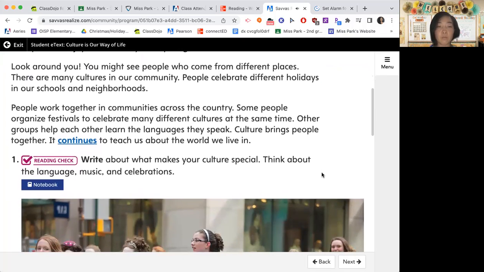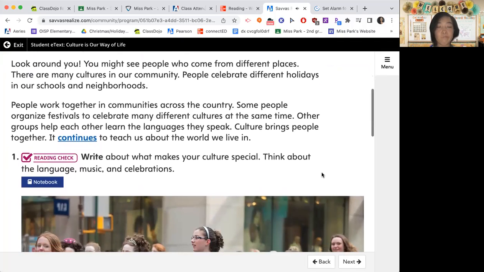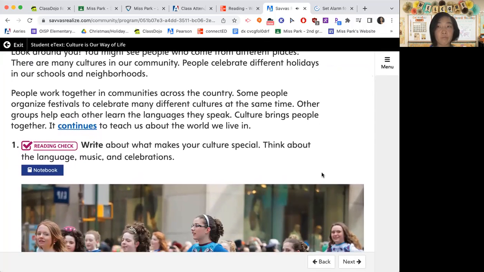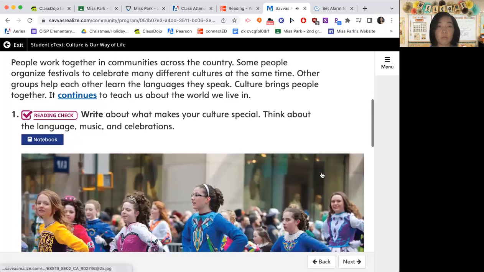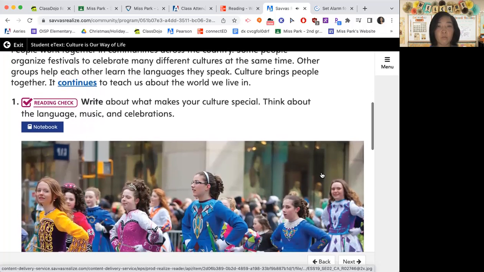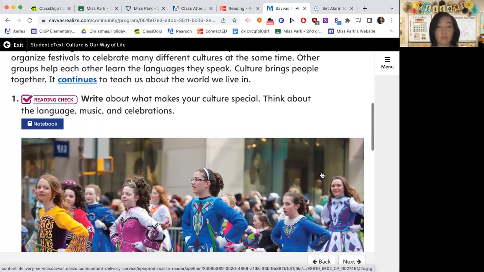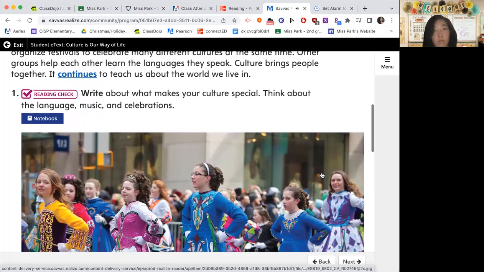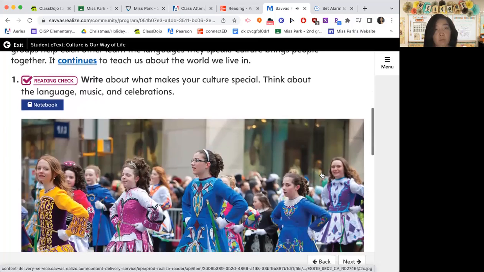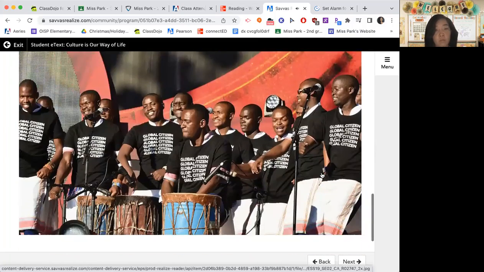Look around you. You might see people who come from different places. There are many cultures in our community. People celebrate different holidays in our schools and neighborhoods. People work together in communities across the country. Some people organize festivals to celebrate many different cultures at the same time. Other groups help each other learn the languages they speak. Culture brings people together. It continues to teach us about the world we live in.